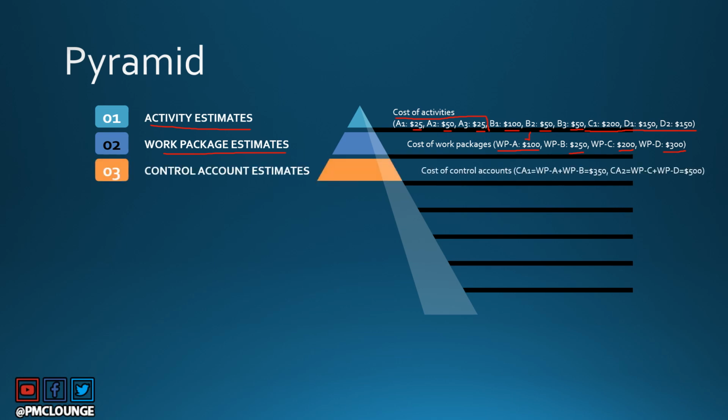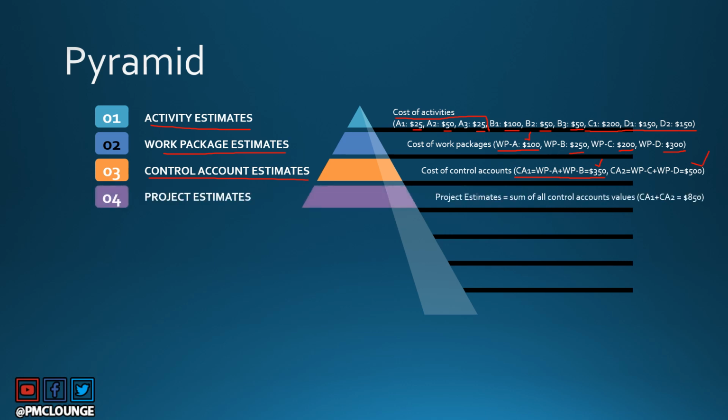Next comes control account estimates. This is also something that we have discussed earlier. Control accounts is nothing but a group of work packages. So CA1 in our example is basically a group of work package A and work package B, which means the cost of this control account is $350. Similarly, cost of control account CA2 is $500. After that comes project estimates, which is basically the sum of all the control account values. So the project estimate is $850, CA1 plus CA2. So if somebody asked you your project estimates, you are going to give this value.